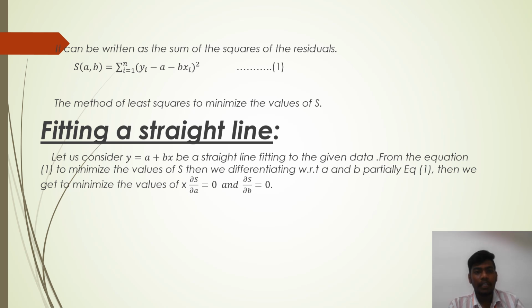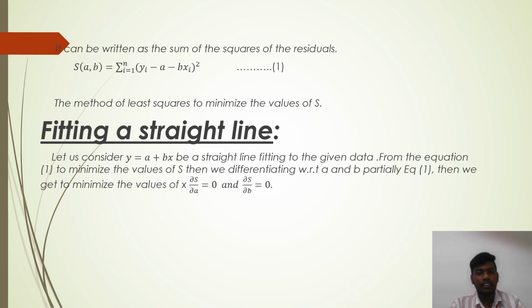It can be written as the sum of the squares of the residuals. S of a comma b is equal to the summation of i equals 1 to n of (yi minus a minus bxi) whole square, which is represented as equation 1. The method of least squares minimizes the value of S in fitting a straight line.